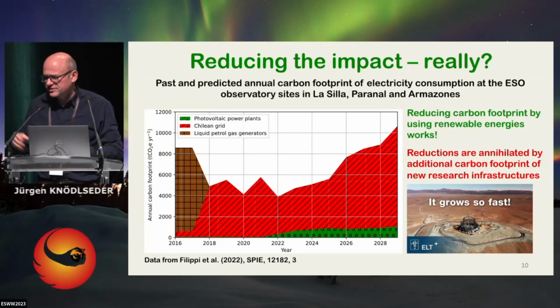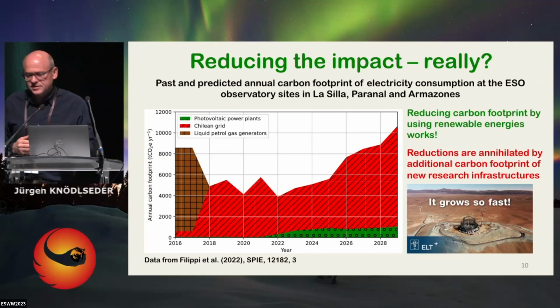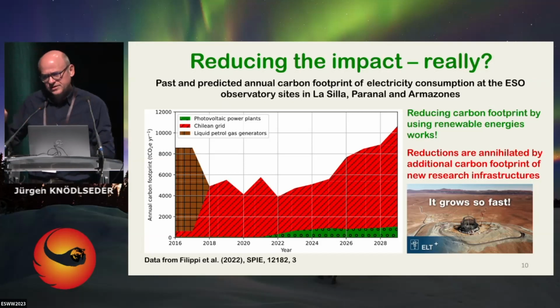2020 was COVID, so they operated the telescopes less. So that's why there is a dip. In 2021, it went up again. And then in 2022, they connected Paranal to these big solar farms that you have seen in the picture, making again a drop in the emissions. So between 2016 and 2022, they had even a reduction of a factor of 2 in their annual carbon footprint.